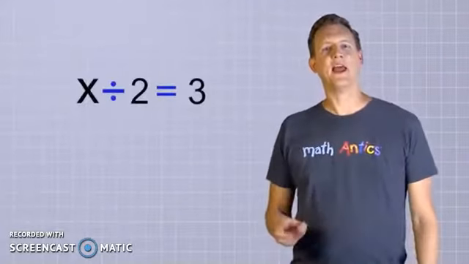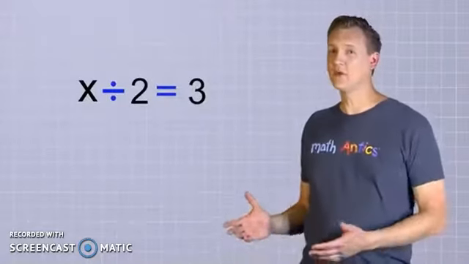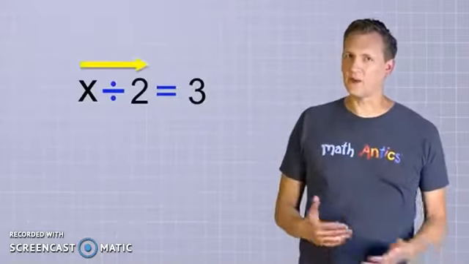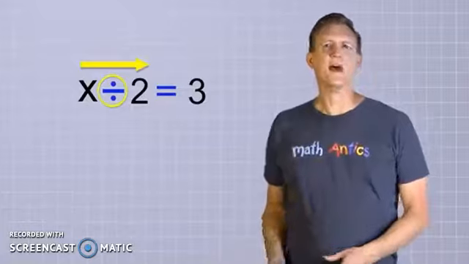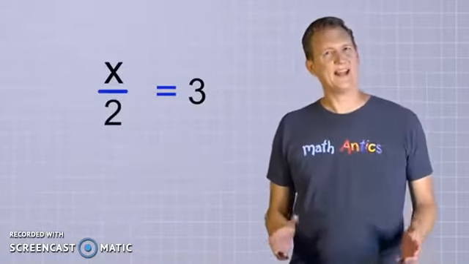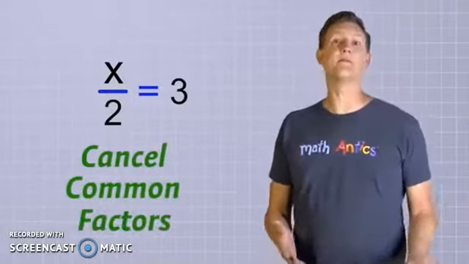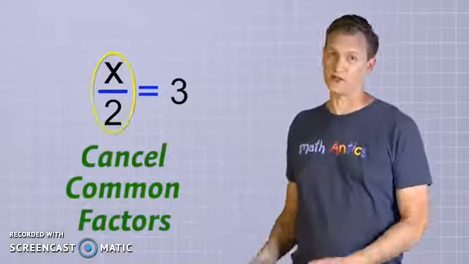Are you ready to try a division problem now? Here we have x divided by 2 equals 3. Now, when you see division written like this, from left to right with the traditional division symbol, I want you to rewrite it using the fraction form for division. And that's because it's much easier to cancel common factors and simplify your equation when you use the fraction form.